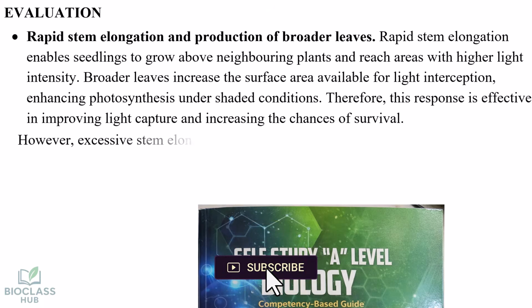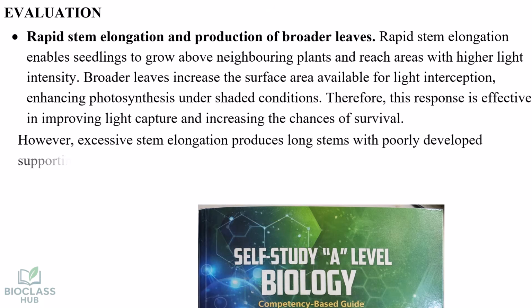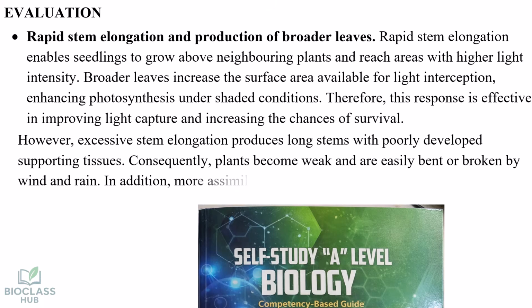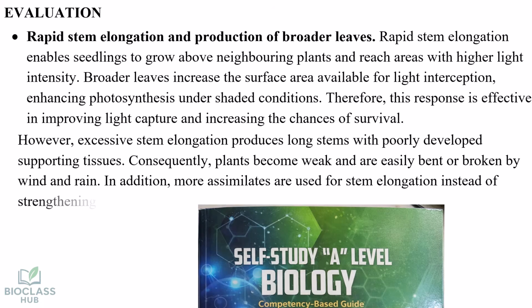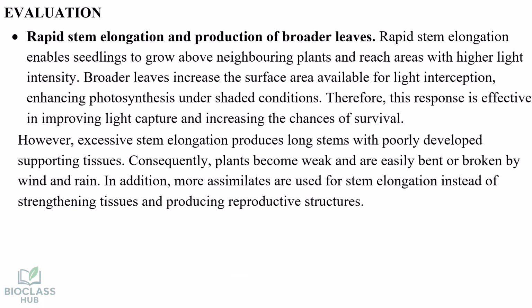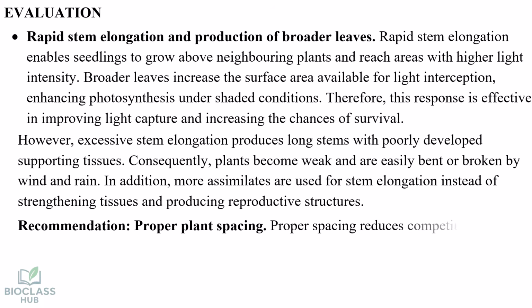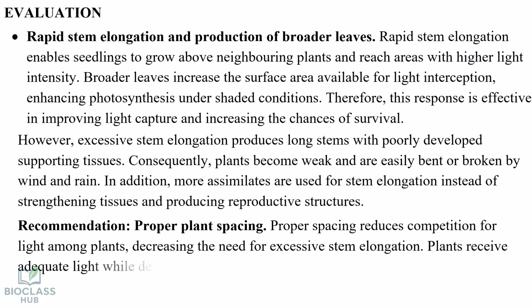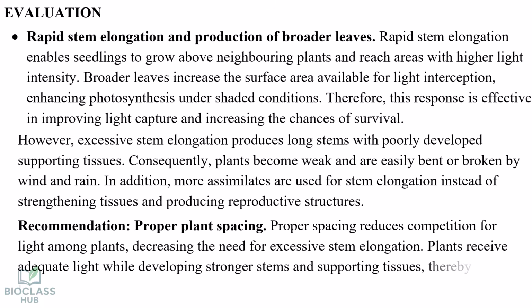However, excessive stem elongation produces long stems with poorly developed supporting tissues. Consequently, plants become weak and are easily bent or broken by wind and rain. In addition, more assimilates are used for stem elongation instead of strengthening tissues and producing reproductive structures. Recommendation: proper plant spacing. Proper spacing reduces competition for light among plants, decreasing the need for excessive stem elongation. Plants receive adequate light while developing stronger stems and supporting tissues, thereby improving growth and reducing stem breakage.